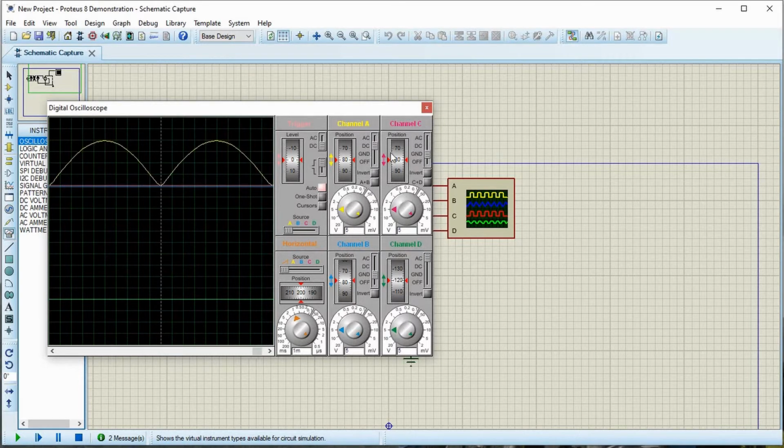And always put a scope to DC. I will explain it to you when I do the tutorial, why you have to put it in DC and what will happen when you put it to AC. Okay, now this is the full wave rectifier output.